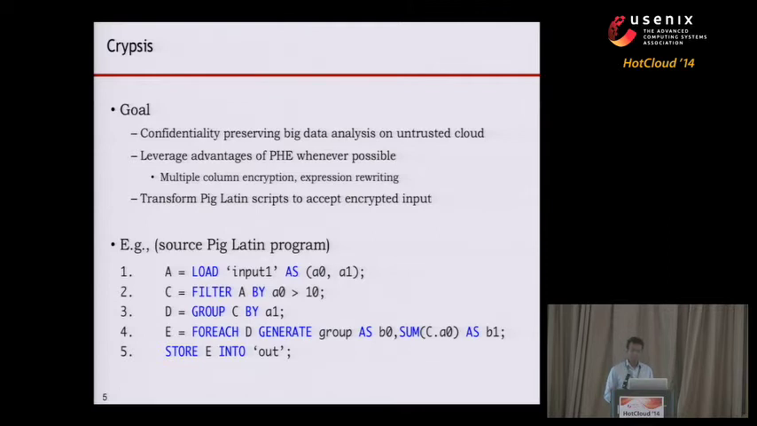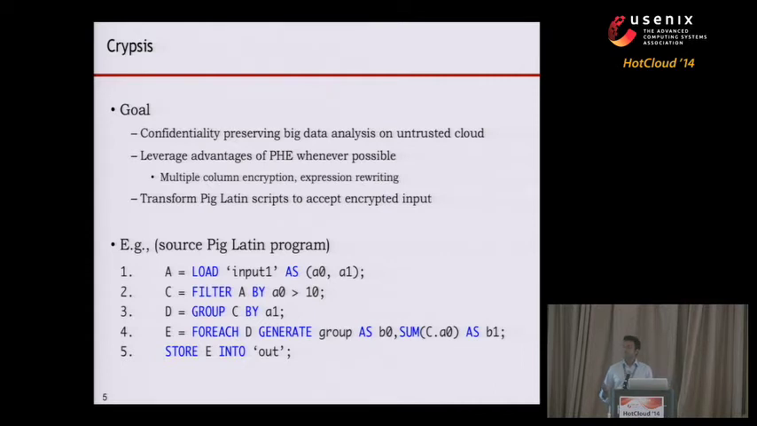As a quick example, let's look at this Big Latin program right here. It loads an input file named input1, which contains two columns, A0 and A1. It then filters out everything that is less than 10, and once it gets the refined results, it performs a group by. For each group it finds the sum.